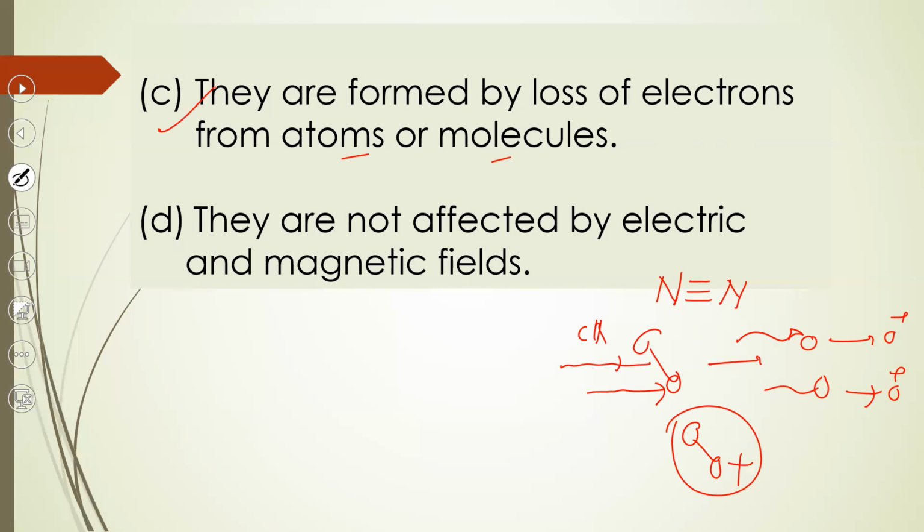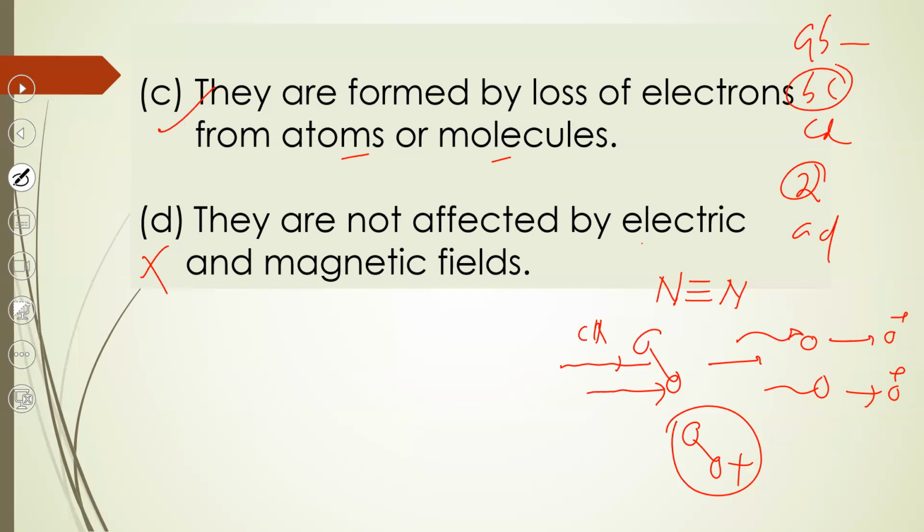They are not affected, right? It is wrong, isn't it? They will be affected by the electric and magnetic field. So the answer is BC. BC you may mark, that is the second answer, right? AB, BC, CD, and AD. I don't know how you mark. BC is the correct answer.